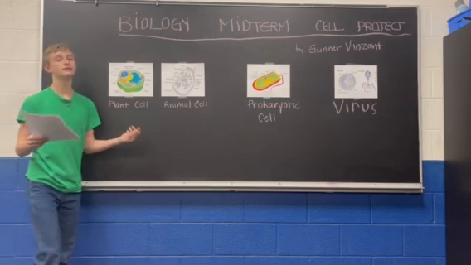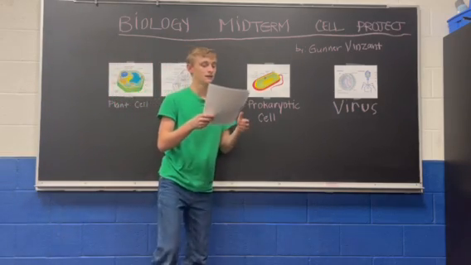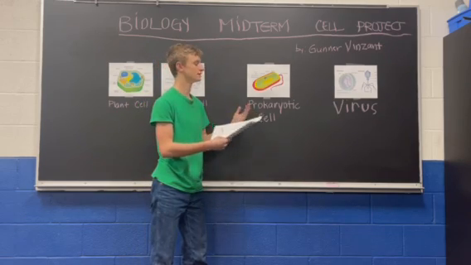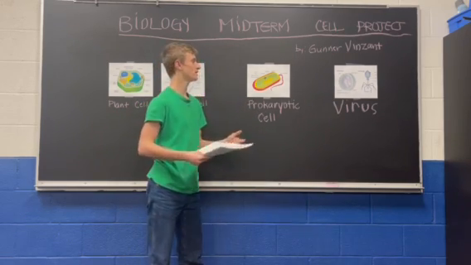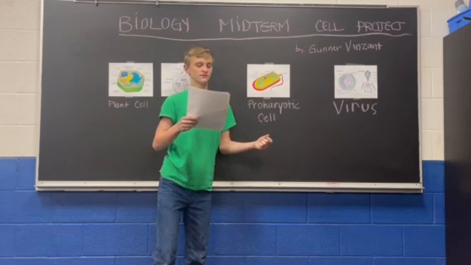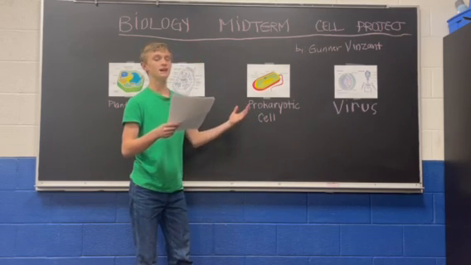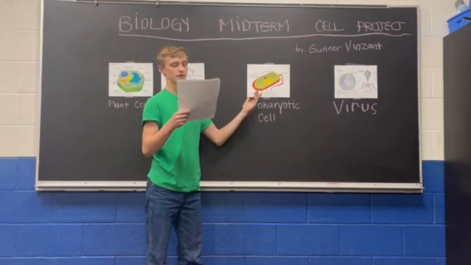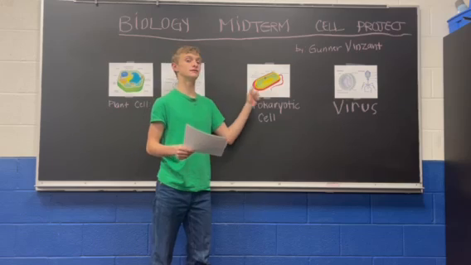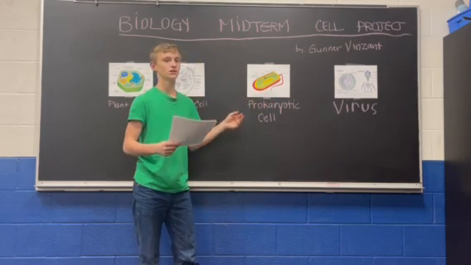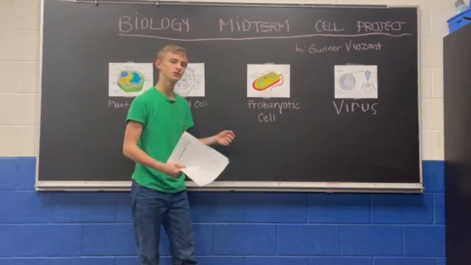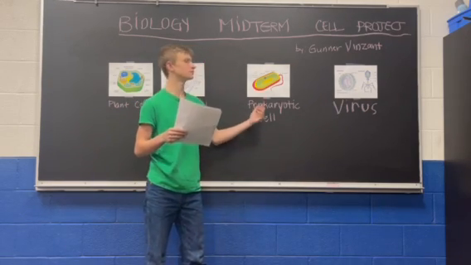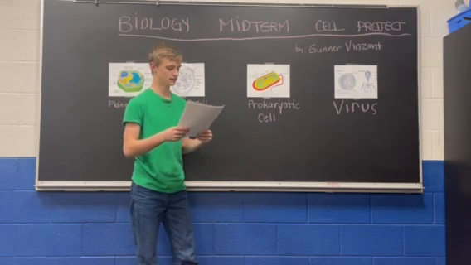Prokaryotic cell, as you can see over here, contains a cell wall in plant prokaryotic cells and a cell membrane in animal ones, ribosomes, genetic material such as DNA and RNA, and cytoplasm. It also has flagella, which are long whip-like protrusions which allow for movement of prokaryotic cells.